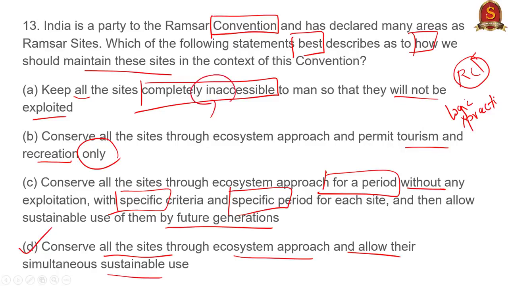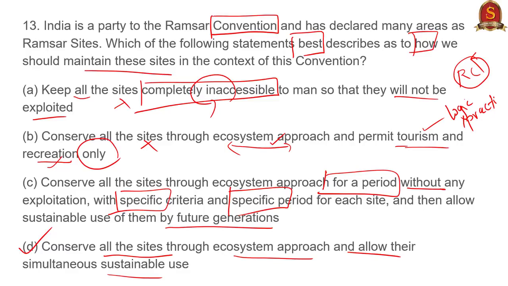You can't keep a site completely inaccessible at all, which is a harsh restriction. At the same time, you can say, like you're saying in option B, that you want to use the ecosystem approach, but permit use of tourism and recreation only. What about economic approaches? Like if you say a large lake is considered as a Ramsar site, then why can't you do any possible economic activity? Again, first and second statement falls because it is too negative.